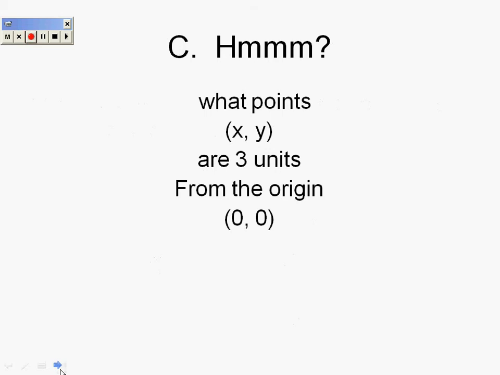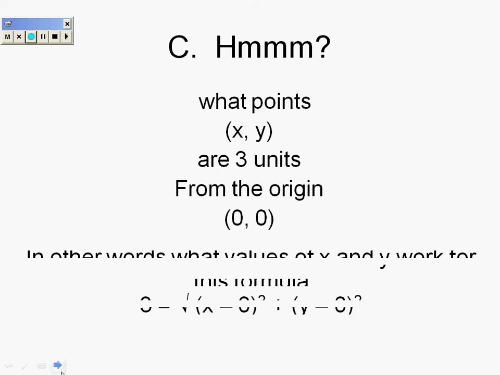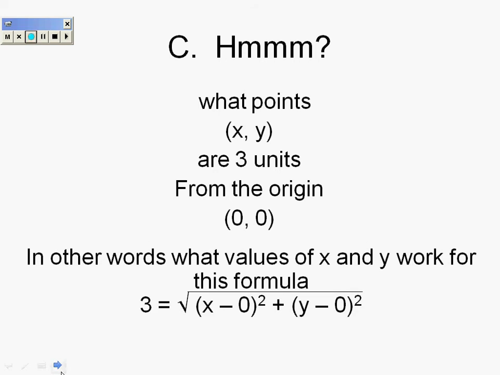All right. Now, let's think a little bit more. How can we find those points? What points are 3 units away from the origin? Well, if we're looking for length and distance, then we should probably use the distance formula. In other words, what values of x and y work for this formula? Where if we subtract those from the middle point, it would come out to equal 3 when we did the distance formula. Okay?